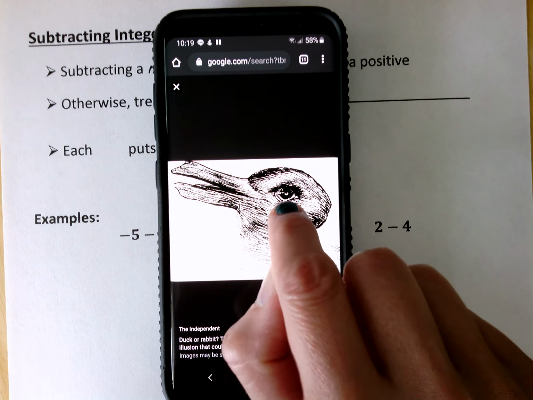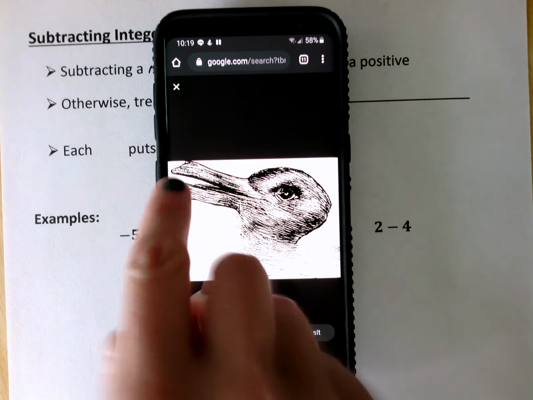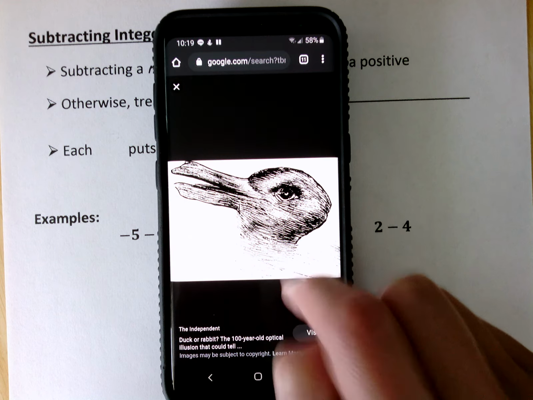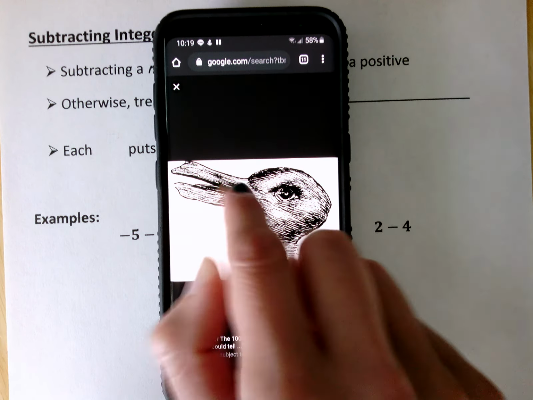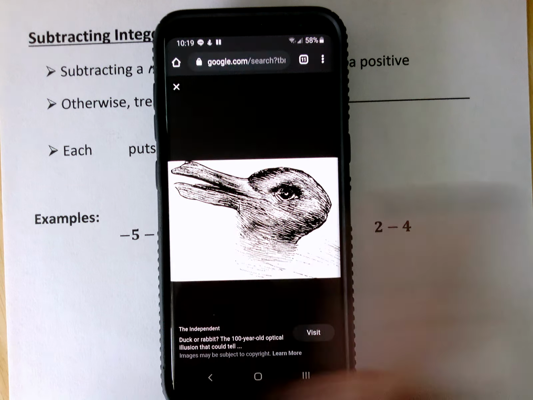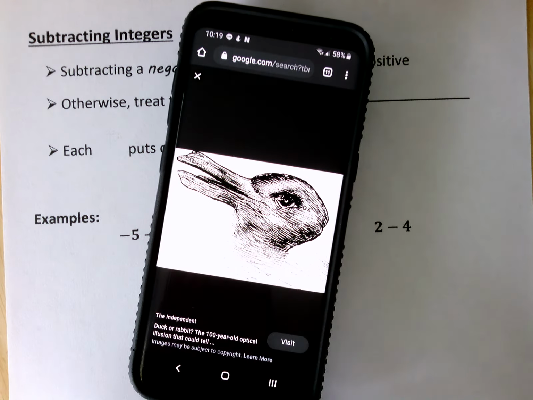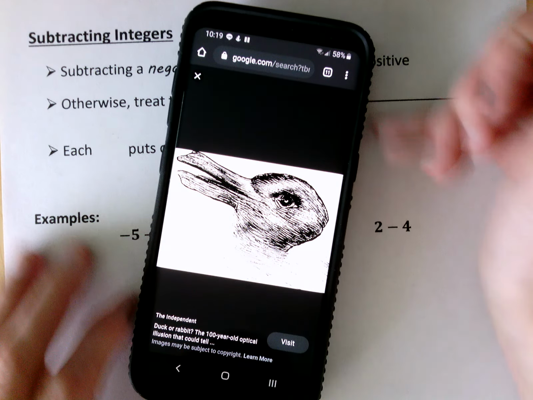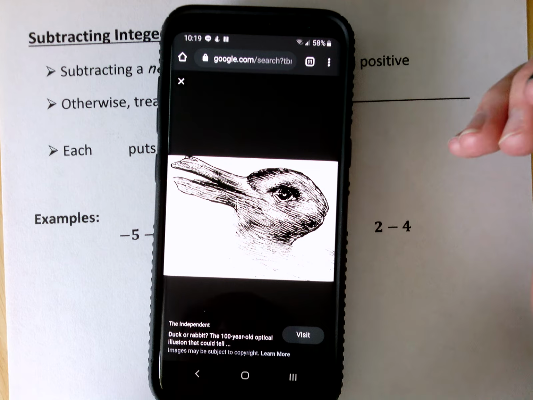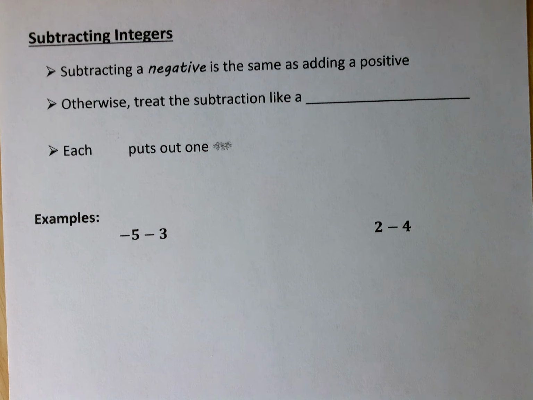This is the eye. And if you look at it as a rabbit, here's the rabbit's nose over here, and here are his ears. Or if you look at it the other way, this is the eye, and this is the duck's beak, and this is the back of his head. So it's a rabbit facing that direction, or it could be a duck facing that direction. Depending on how you look at this, and what your perspective is, you see two different things. And that is what we're going to use as we look at subtracting integers.